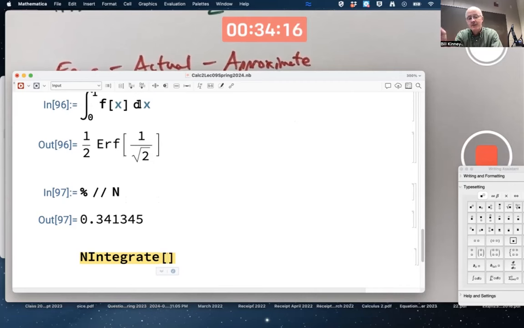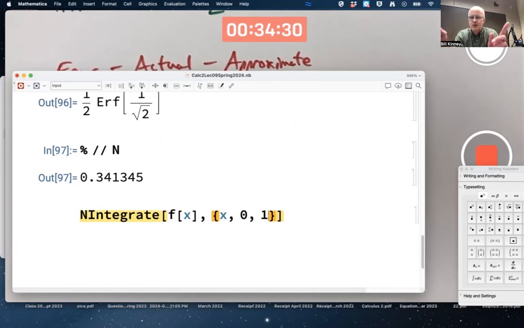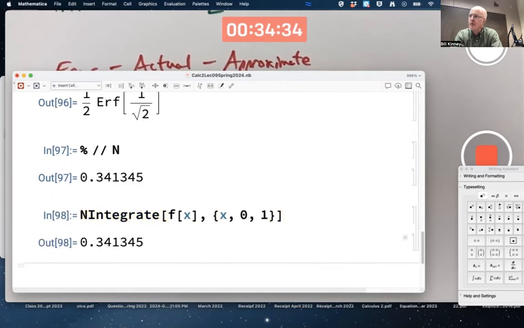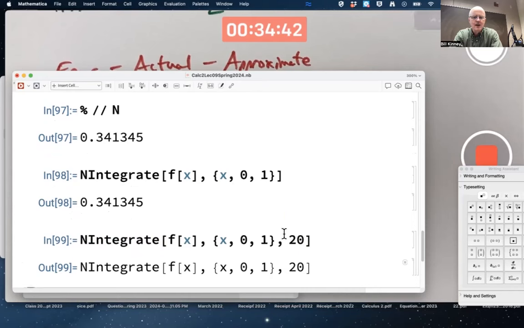NIntegrate with a capital N and a capital I means numerically integrate, get an approximation right away. Like this, the function f of x, comma, x goes from 0 to 1 inside curly braces, separated by commas. There we go. It's going to be beneficial for us to get more decimal places. Okay, that doesn't work here. Let's do this instead.